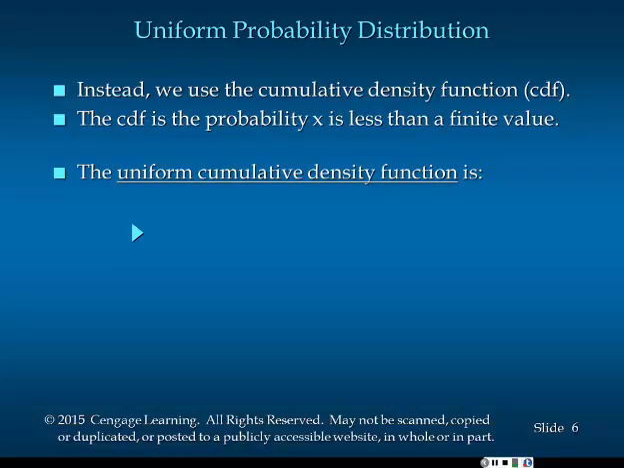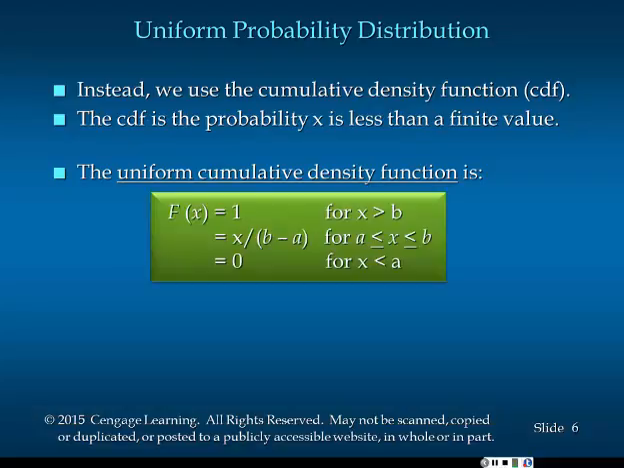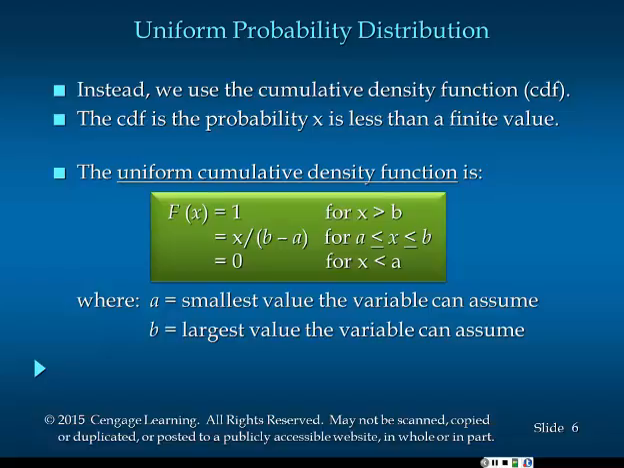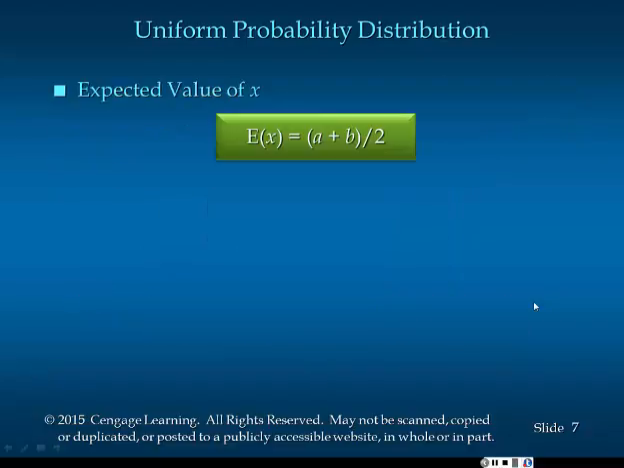For the case of the uniform, the cumulative density function is very simple. You take the observed value of x, and you divide it by b minus a. X can only exist between a and b. Any value of x that is greater than b says that we're covering the entire distribution, so there it has to equal 1. And any value of x that's less than a says you're outside the distribution, so it has to be equal to 0.